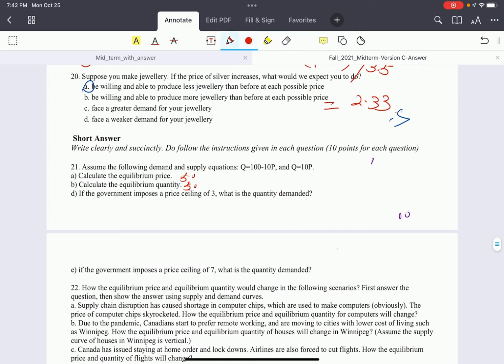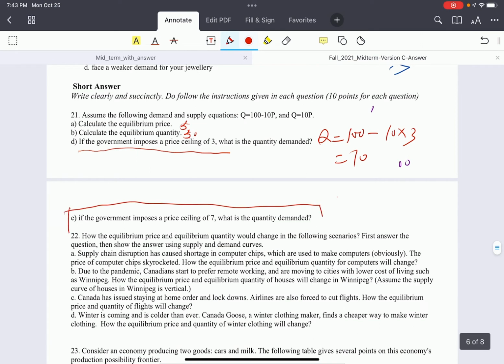And then for the third question, it says if the government imposes a price ceiling of 3, what is the quantity demanded? In this case, you can see that this is a binding price ceiling, right? Because a price ceiling essentially means the maximum price you can charge. And I think I made a mistake. The equilibrium price should be 5. And here you can see that the $3 price ceiling is lower than the equilibrium price. So it is binding, which means in this case, the quantity demanded is 100 minus 10 times 3, which is 70. And now problem E. I think a lot of people got problem E wrong.